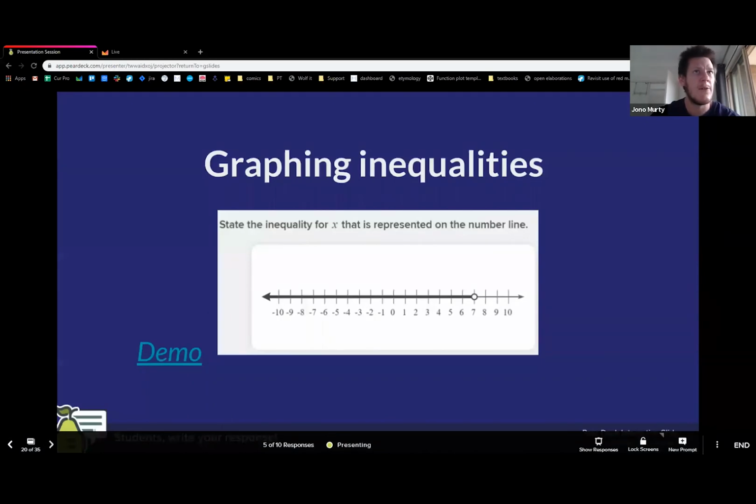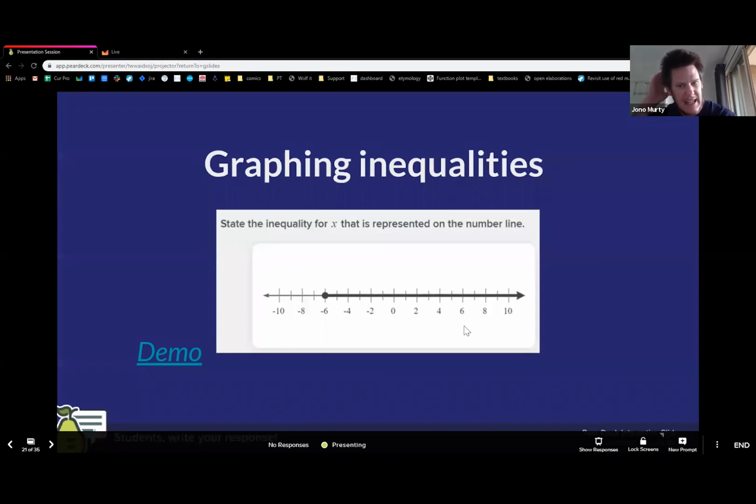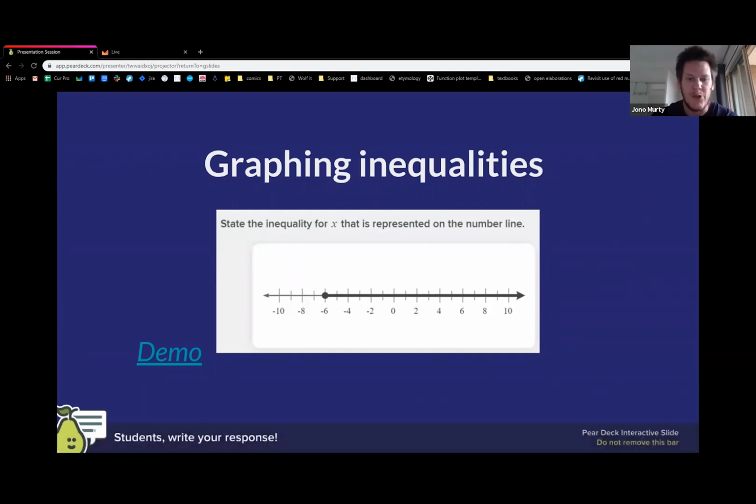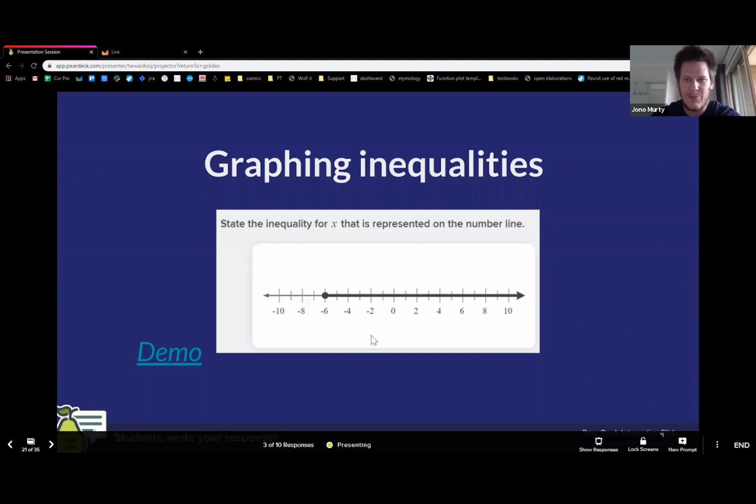Like I said, if you got that wrong, don't worry, you hadn't been taught it. I was just interested to see how many of you already knew this. So that's really the two new things you need to learn for this topic. One is when we multiply or divide by -1, we have to change the sign. And the other thing is just on a number line, the difference between a closed circle, this one's shaded in, and an open circle, one that isn't shaded in.